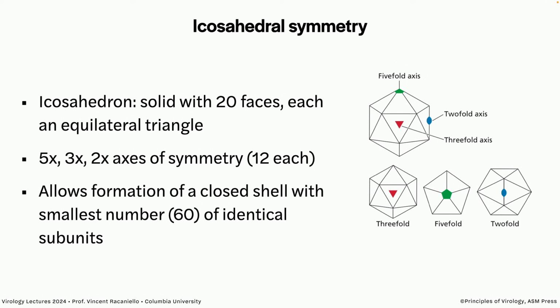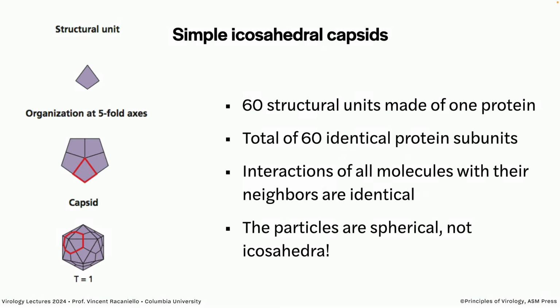So it turns out that an icosahedron is favored because you can make a closed shell with very good stability with just 60 subunits. So 60 of the same protein, you can make an icosahedral particle, and it's very stable. None of the other Platonic solids will do that. And so probably this is why viruses have evolved to have this kind of symmetry. So the simplest icosahedral capsids have 60 structural units made of 1 protein.